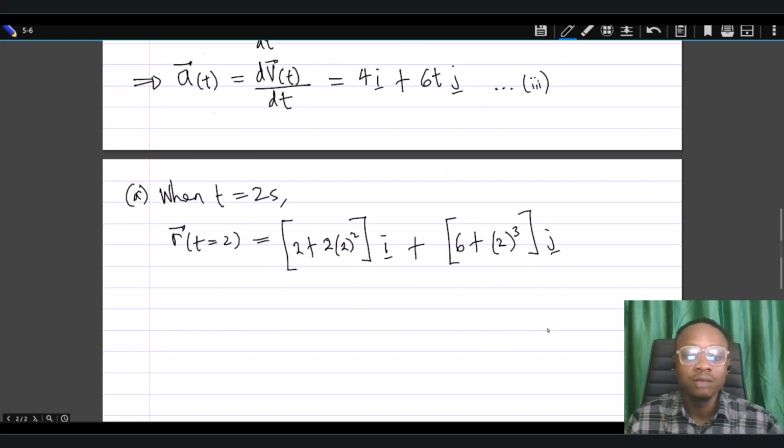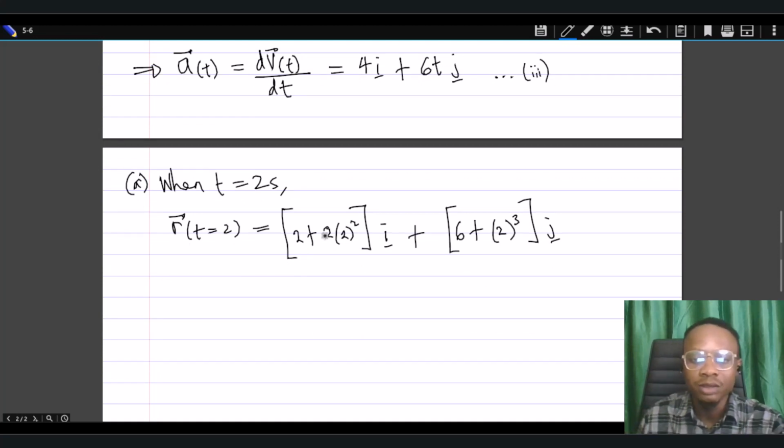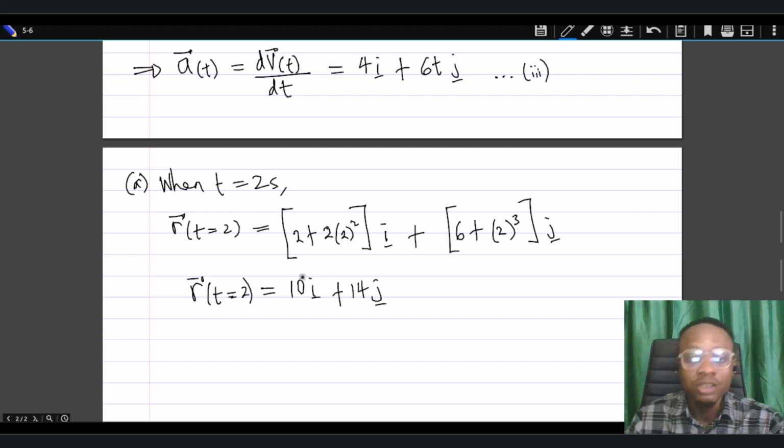So we can calculate this and put the result together. 2 squared is 4, 4 times 2 is 8, 8 plus 2 is 10, so this is going to be 10i. Then this is 2 to the power 3, which is 8, plus 6, which is 14, so this is plus 14j. And with that, we know that this is the position of the body when t equals 2 seconds. Okay, so the body is located at this point.